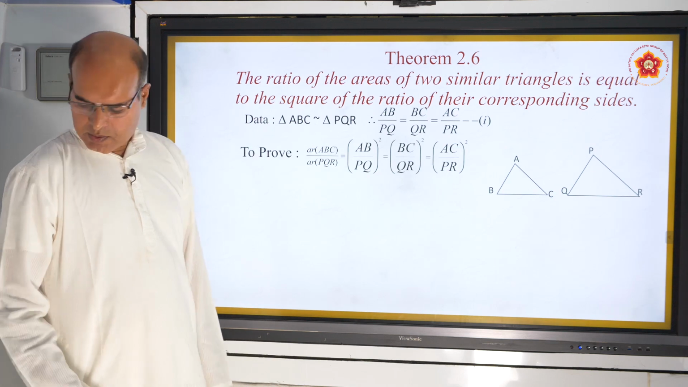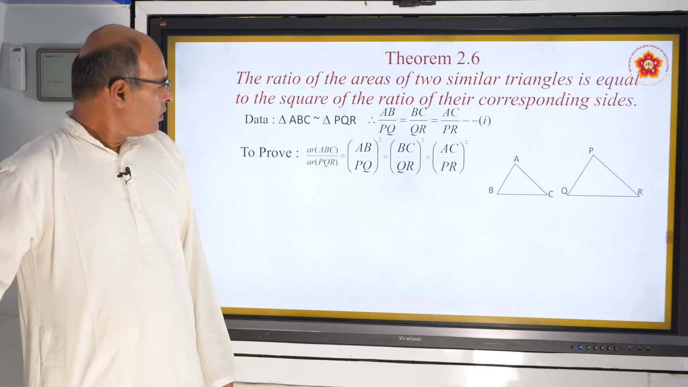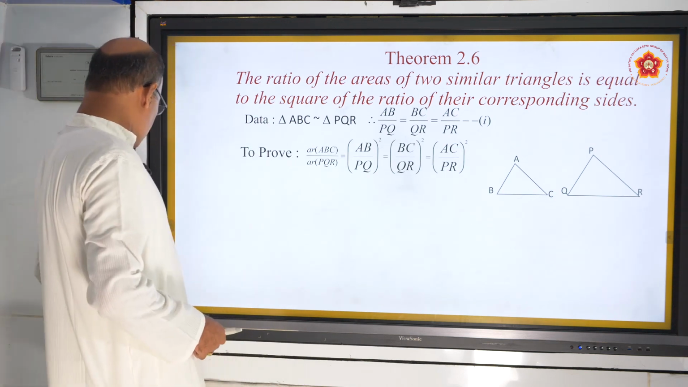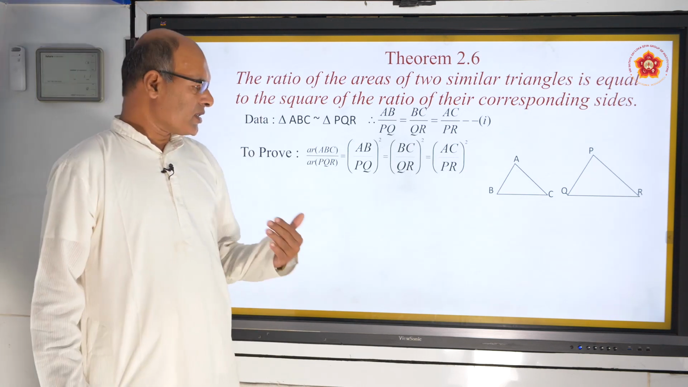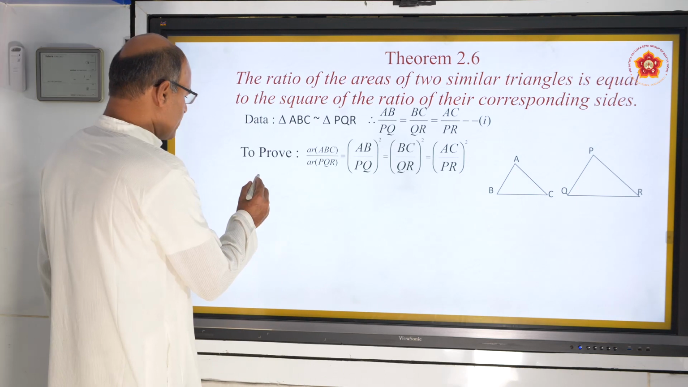So let us prove it. It needs finding the area of the triangle. To find the area of triangles, we need the height. So construction.